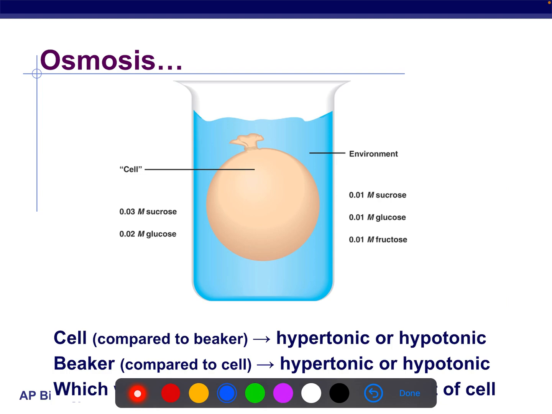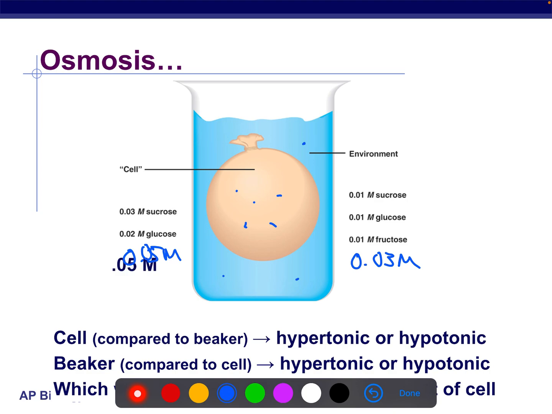Okay, so here's an example of a problem that you might get. If we look at this cell, it is sitting in a solution that is 0.05 molar of sugars, if you add the sucrose and the glucose together. And then if you look here in this environment, you have 0.03 molar of sugar. And so in this case, there's more sugar inside the cell than there is outside the cell.